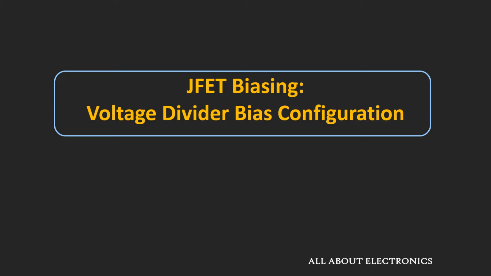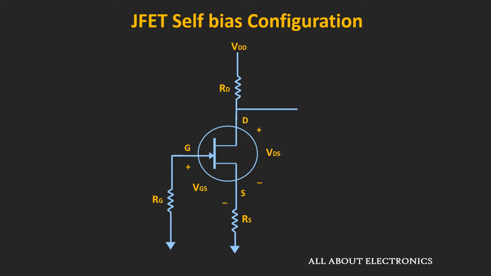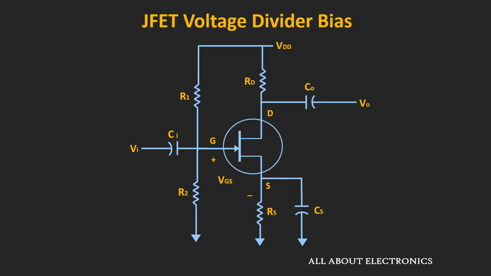So some time back, we have seen the fixed bias and the self-bias configuration of the JFET. In this video, we will learn about the voltage divider biasing configuration of the JFET. But before we go through it, let me quickly revise why we need to bias the JFET and why we are studying all these different types of biasing configuration. And also we will understand why some configurations are more preferred over the other biasing configurations.